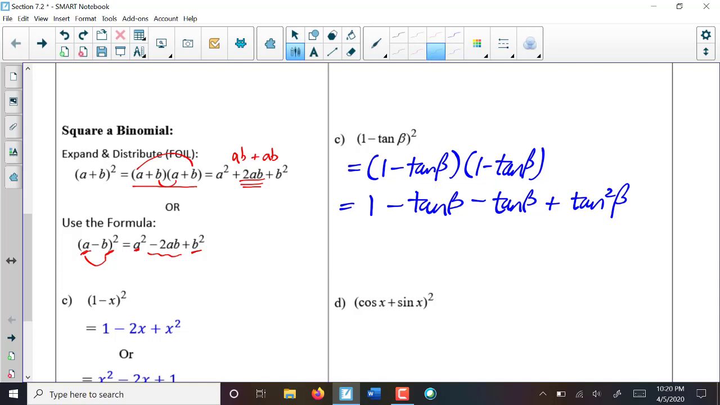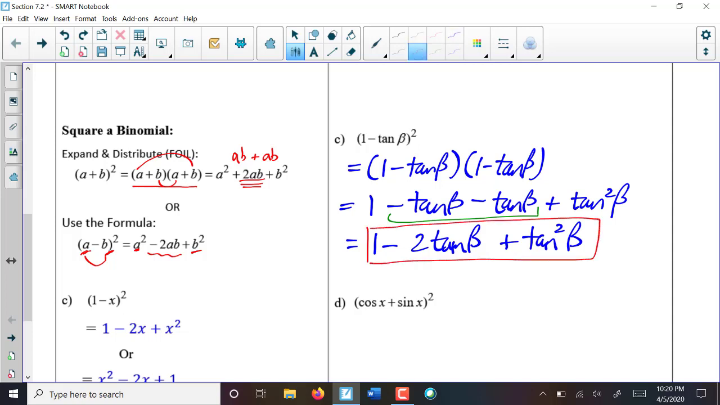Combine like terms, the two terms here in the middle. And so I'm left with 1 minus 2 tangent beta plus tangent squared beta. Okay, now could you stop here? Sure. Okay, but there might be something else that we could do to simplify this. When I see a tangent squared and I see a 1, that makes me think Pythagorean identity. So maybe I can rewrite that in an equivalent form.